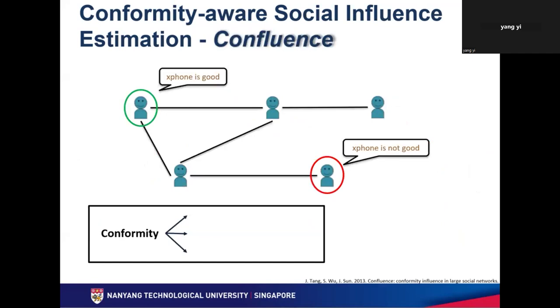Okay, that's the first part, the first work on influence estimation. Secondly, we also introduce another work named Confluence.